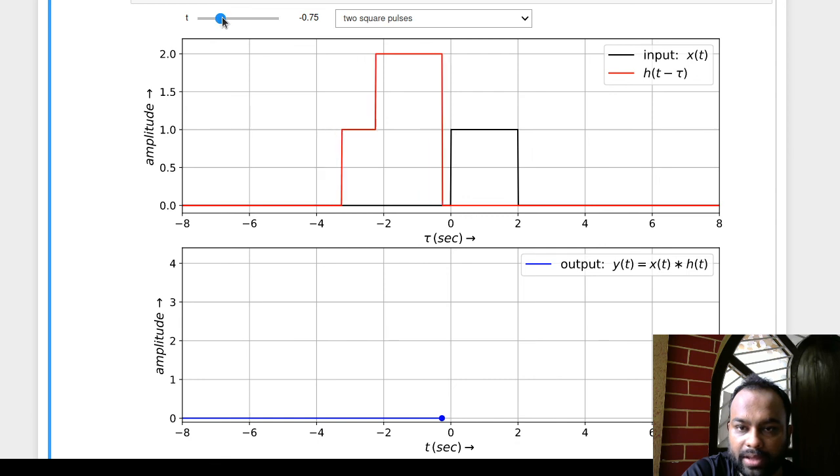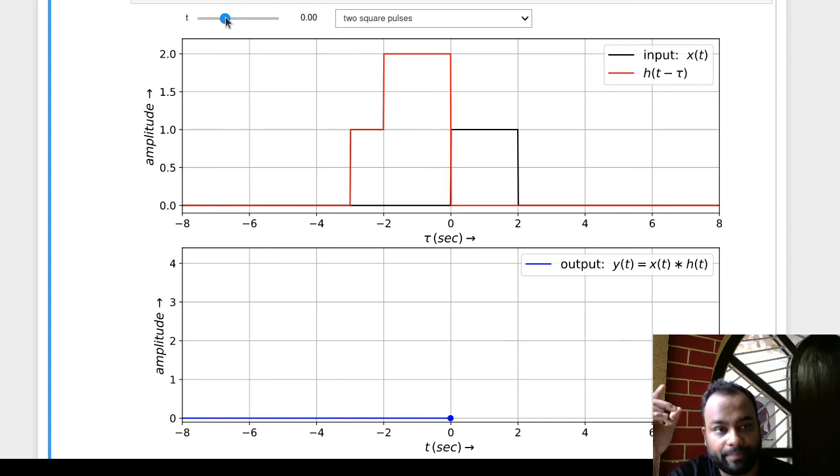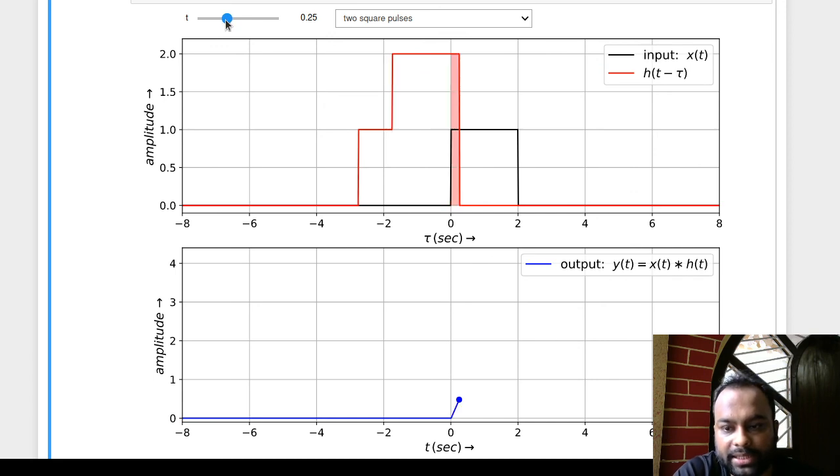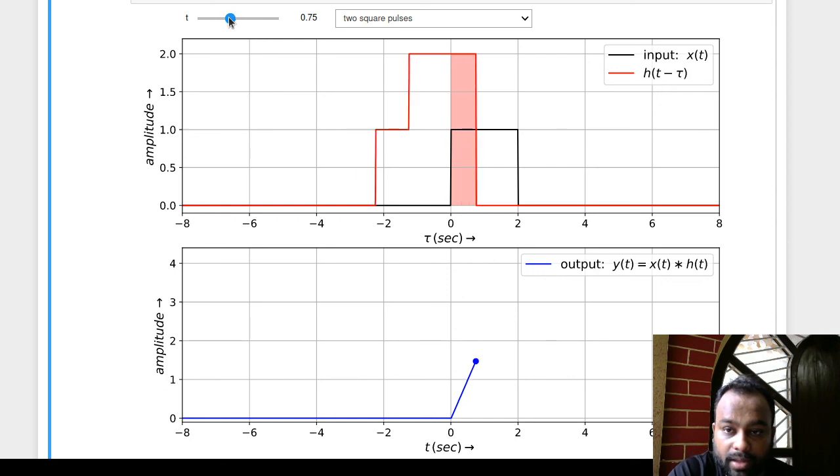So up to zero, there is no overlap. Since there is no overlap, the output of the system is 0. This is representative of the area, which is the convolution here. I think you got it. So let's increase the value. Now we have an overlapping area, and this is representative of the overlapping area, and that's the output. We have increased the overlapping area, and the output is also increasing because the area is increasing.